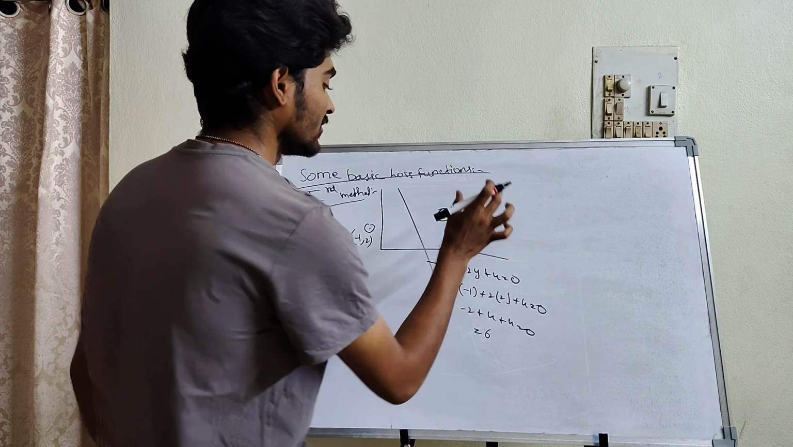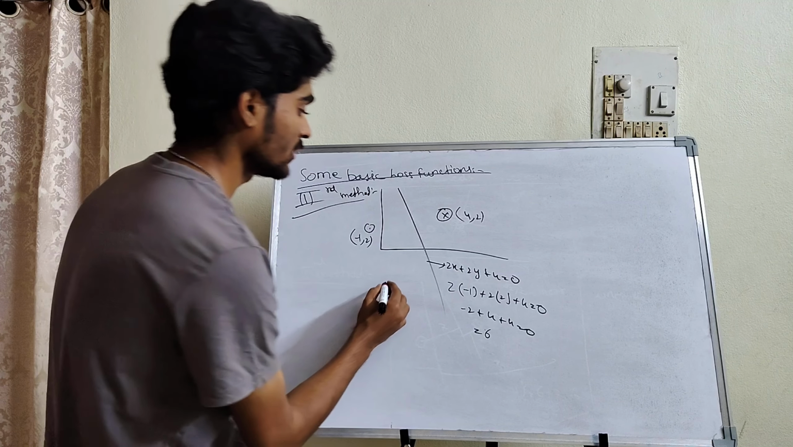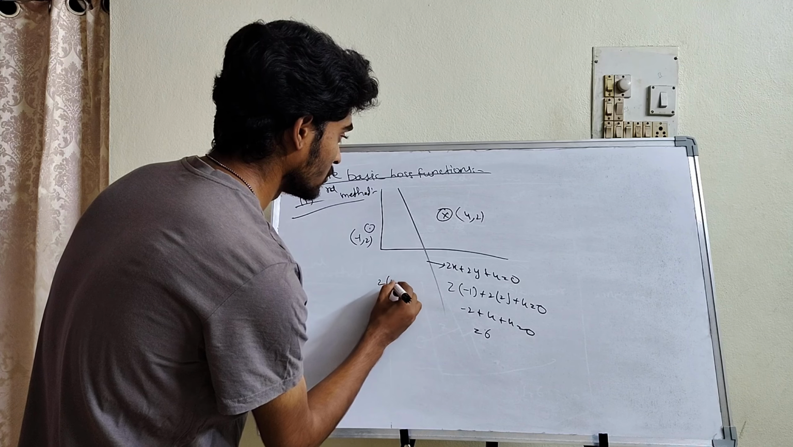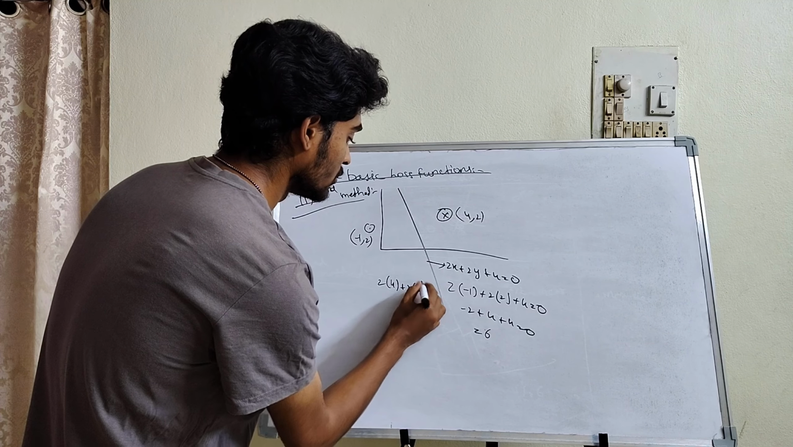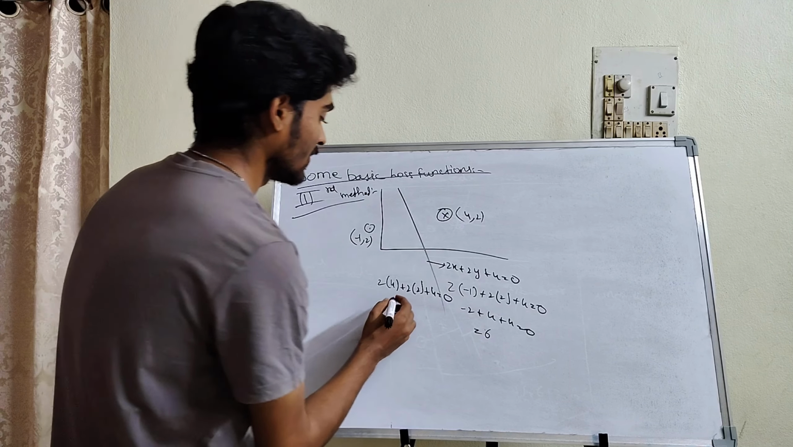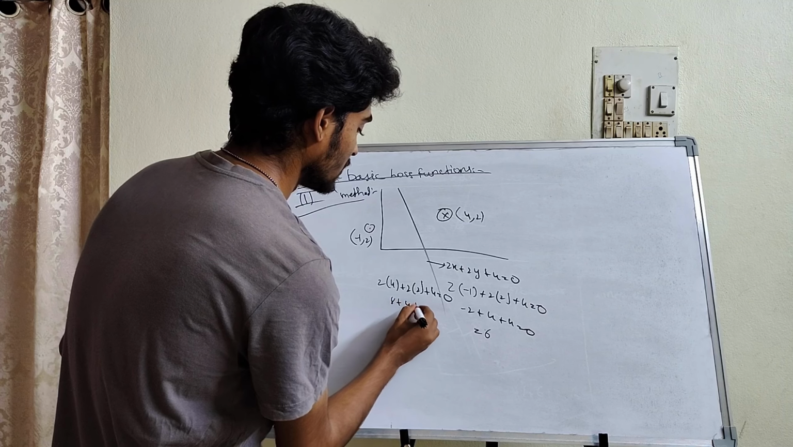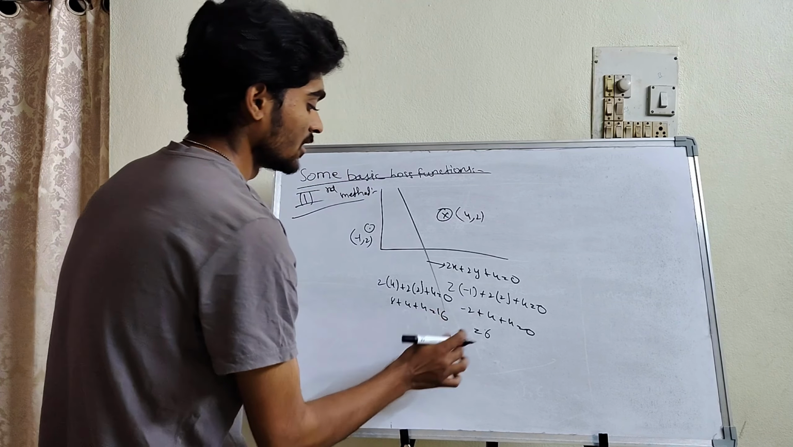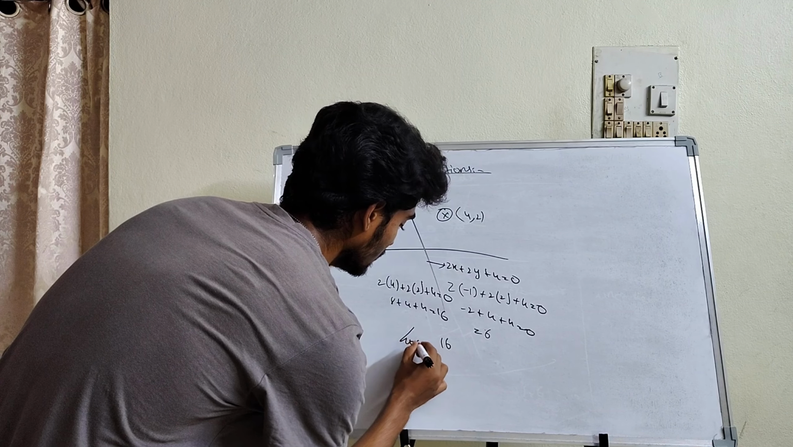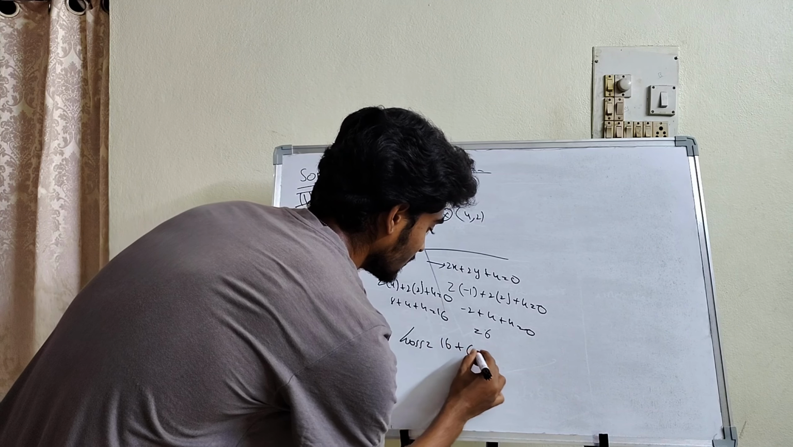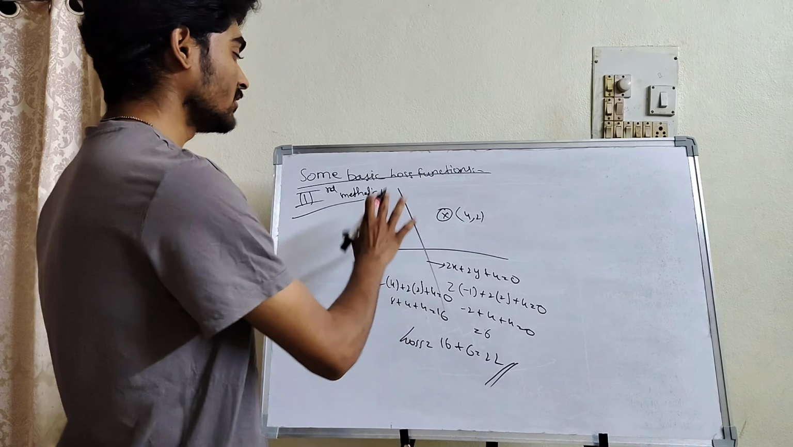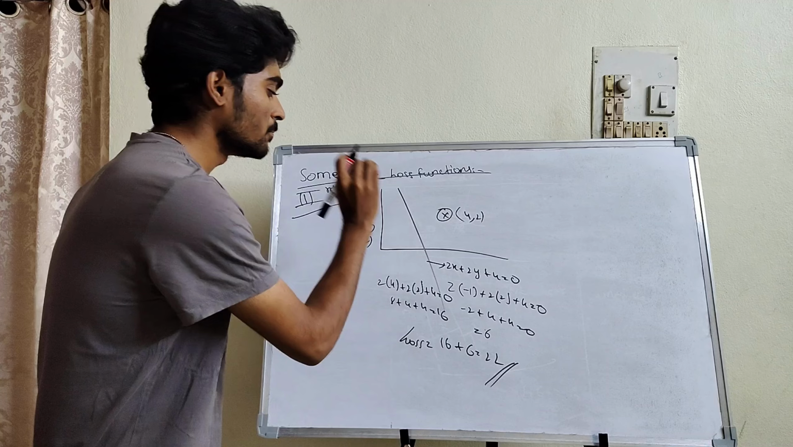Now substitute the second numerical value. Okay, when you substitute the second set of data point coordinates, 2 into 4 plus 2 into 2 plus 4 is equal to 0. Now calculate the numerical value. 8 plus 4 plus 4 is equal to 16. Now add both these results. Loss is equal to 16 plus 6 is equal to 22. This is your loss.